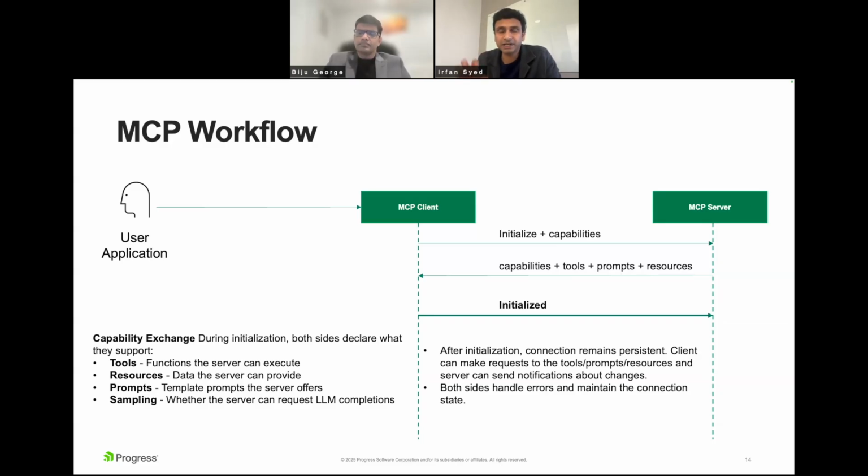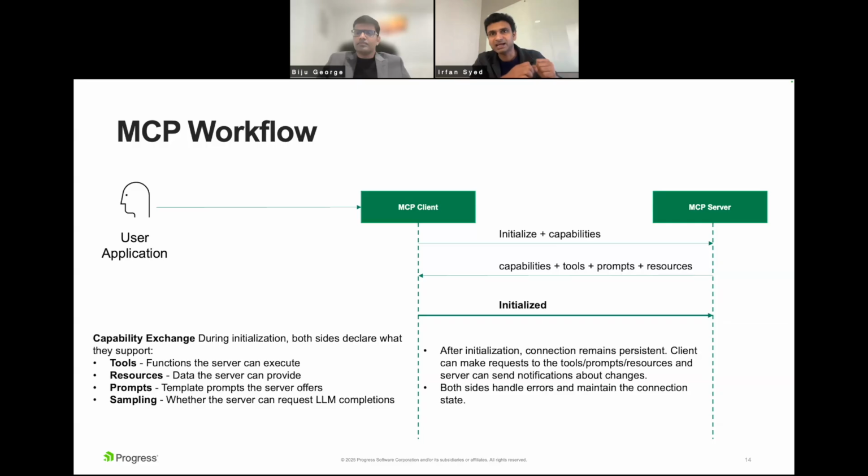Right now, the MCP server doesn't need an LLM, but in case the MCP server needs an LLM to execute certain things, then it can go and ask the MCP client for LLM access. That is called sampling. All these capabilities of feature exchange are being provided by the MCP client.